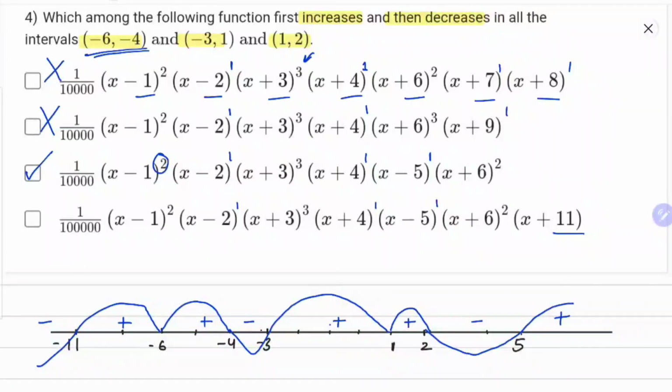Okay, so we have to check out minus 6 to minus 4. This satisfies, it is first increasing and then decreasing. Then in minus 3 comma 1 also it is first increasing then decreasing, and then in 1 comma 2 also it is first increasing and then decreasing. So option D also satisfies. So we are done with question number 4. The answer is C and D.